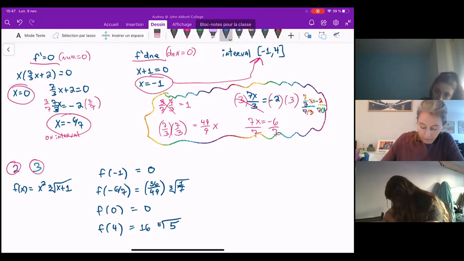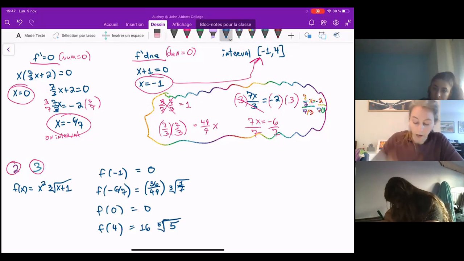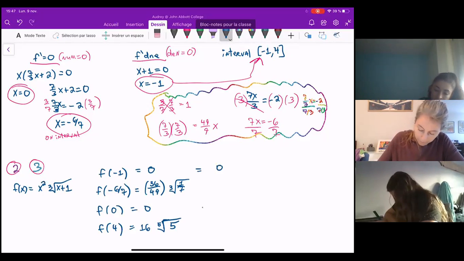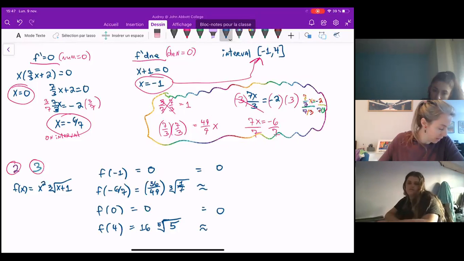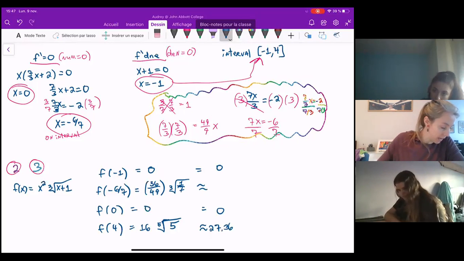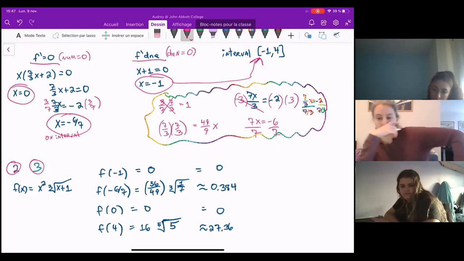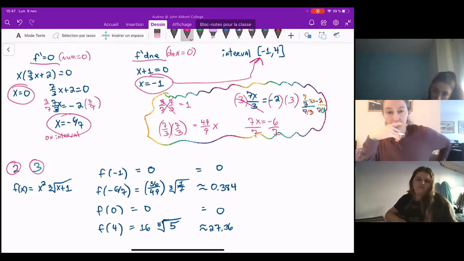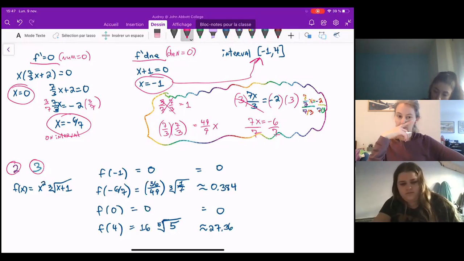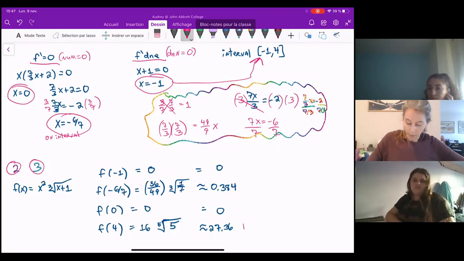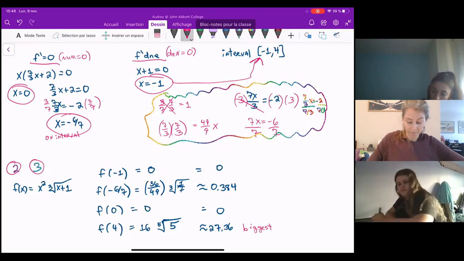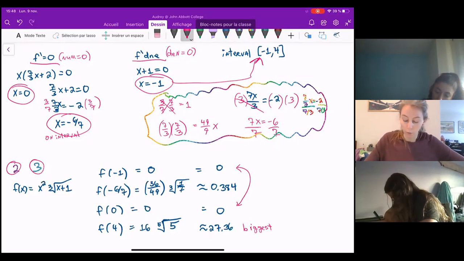I'm sorry, I know I plugged those in fast, but I don't want to keep you too late. Okay, and then we're going to put these in our calculators to get some approximations. 27.36 and 0.384. What's the biggest value? The last one, and what's the smallest? 1 and 3. So this has 2 global min.